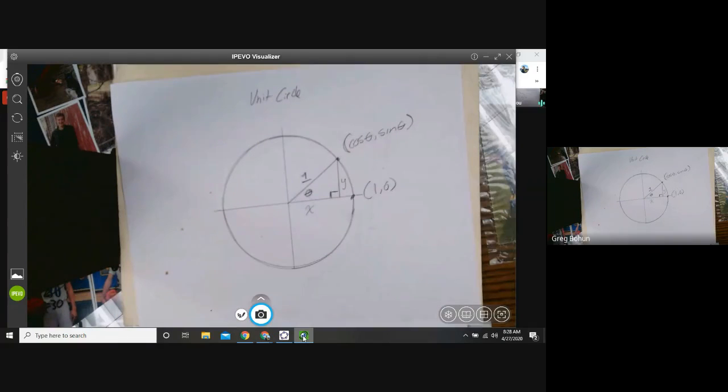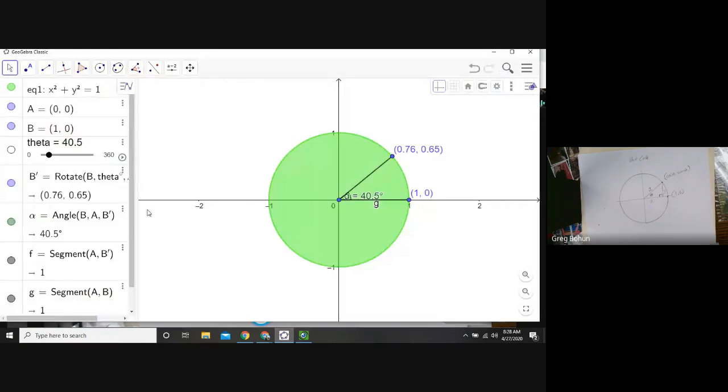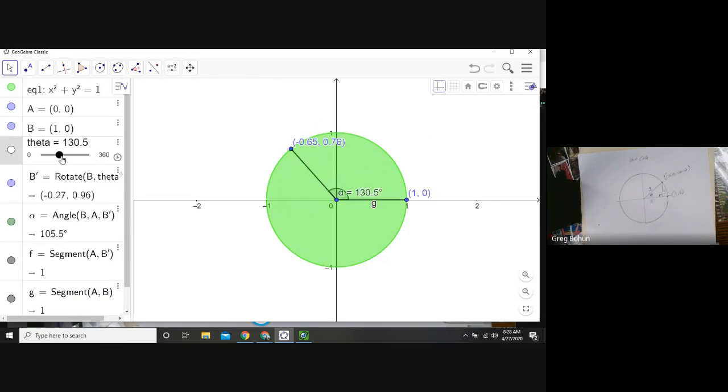So we built a manipulative in assignment A6 that allowed this point to go around here. So here we are at 142.5 degrees. The x coordinate is minus 0.79. So that means that the cosine of 142.5 degrees is minus 0.79, and the sine is the y coordinate, 0.61.